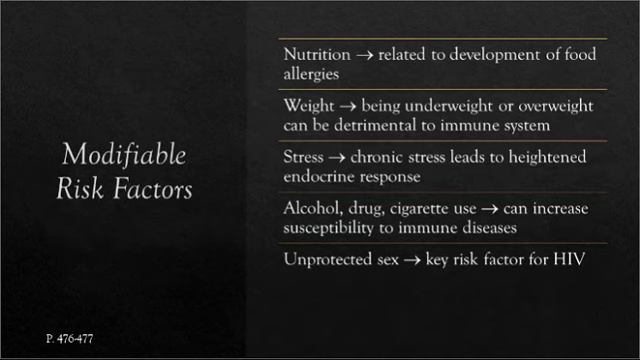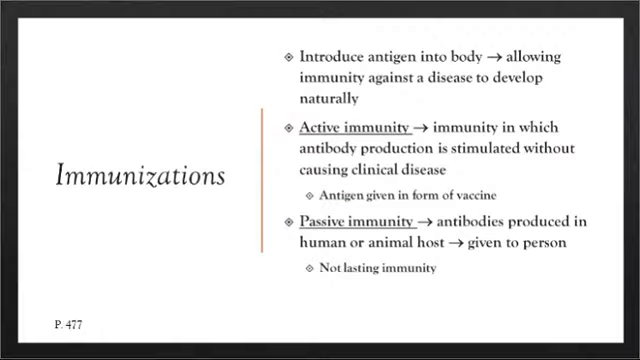Stress, chronic stress leads to a higher endocrine response and negatively impacts our immune system. Alcohol, drugs, cigarettes decrease our immune response. Unprotected sex leaves risk in exposure to human immunodeficiency virus, which will suppress our immune system.